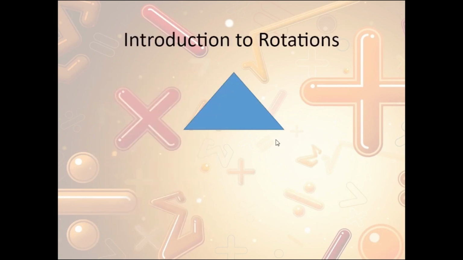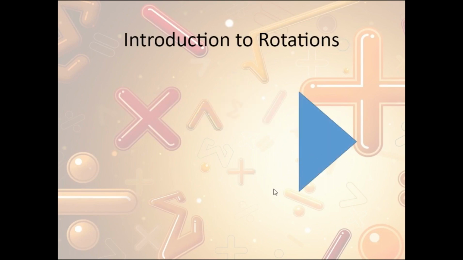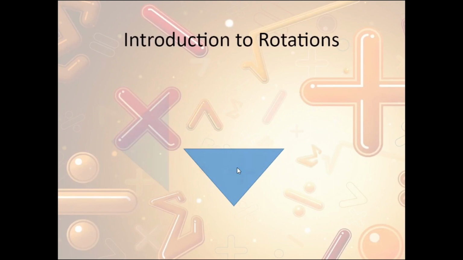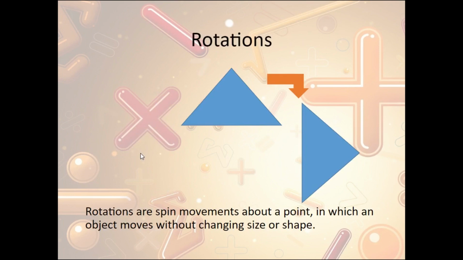Now, introduction to rotations. We have our triangle here. If we were to spin it to the right, it would look like that. If we were to spin it again, it looks like that, and again, right there. So we're just rotating and spinning that triangle. So rotations are spin movements about a point in which the object moves and it doesn't change size or shape. So notice the triangle is exactly the same size, but it does change direction.